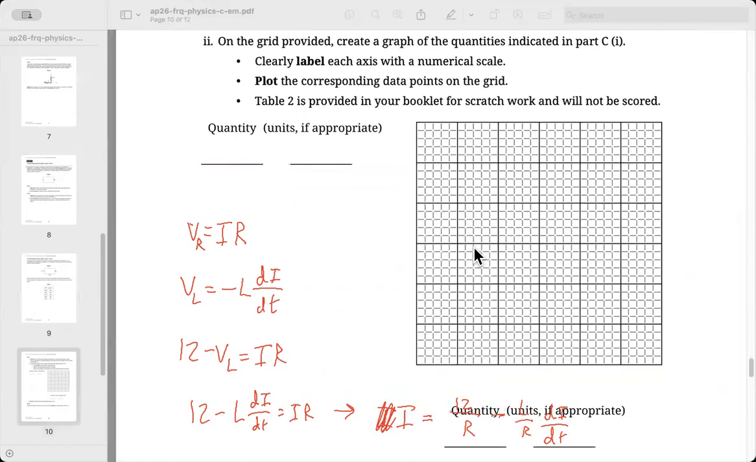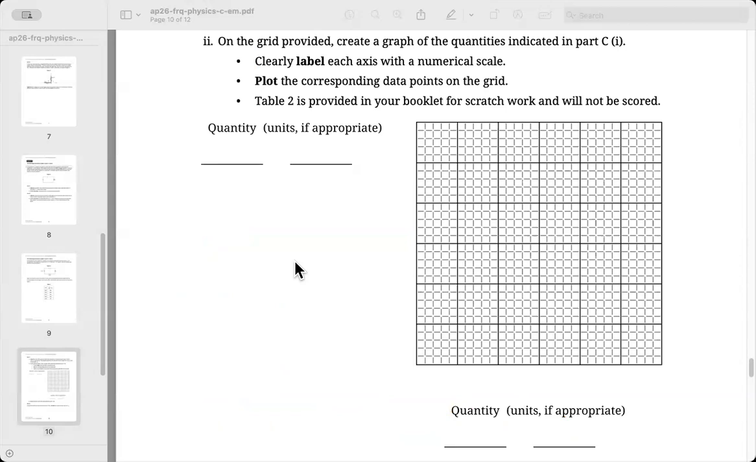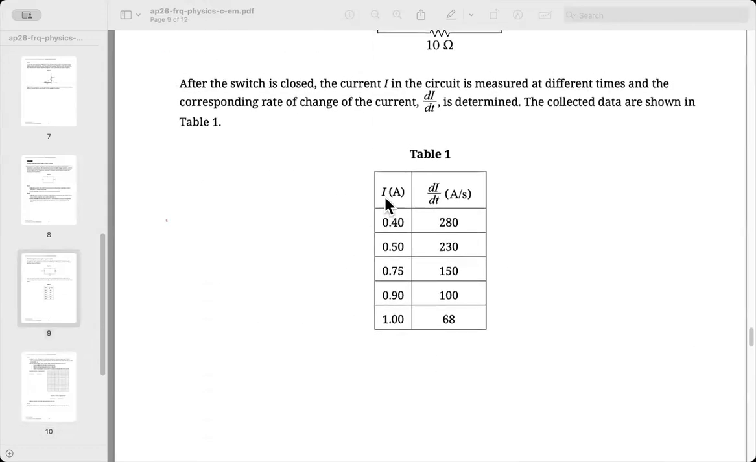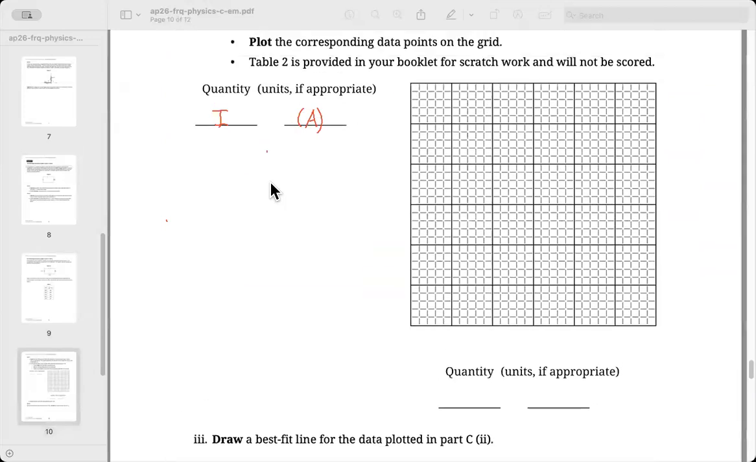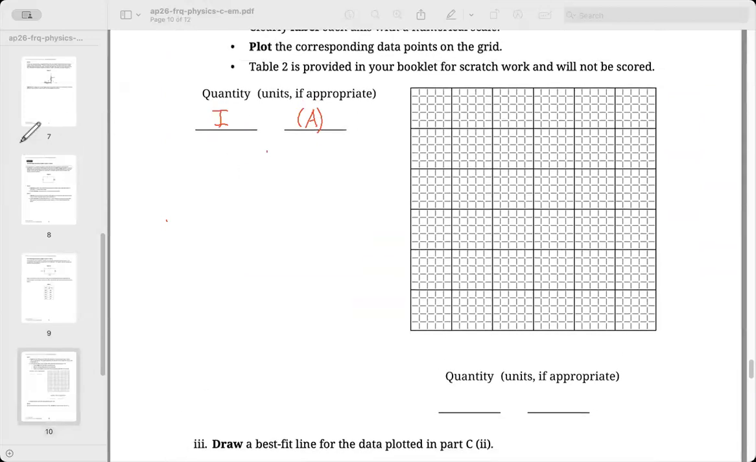I'm not going to actually create the graph on here because, for the sake of time, I think you can all plot the data points correctly once you figure out what should go on there, and I don't think it's going to help you too much. I remember what we need to plot: I, which is in amps, and dI/dt, which was in amps per second.